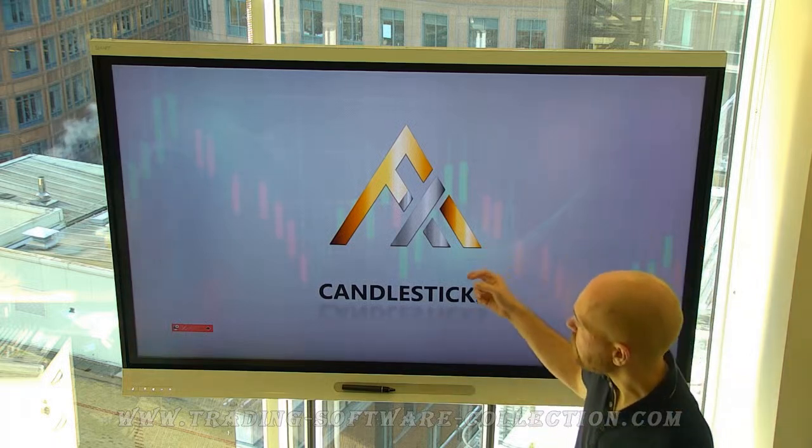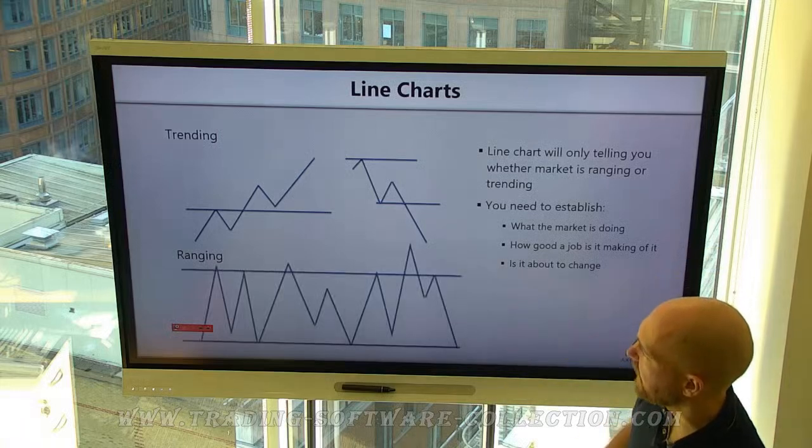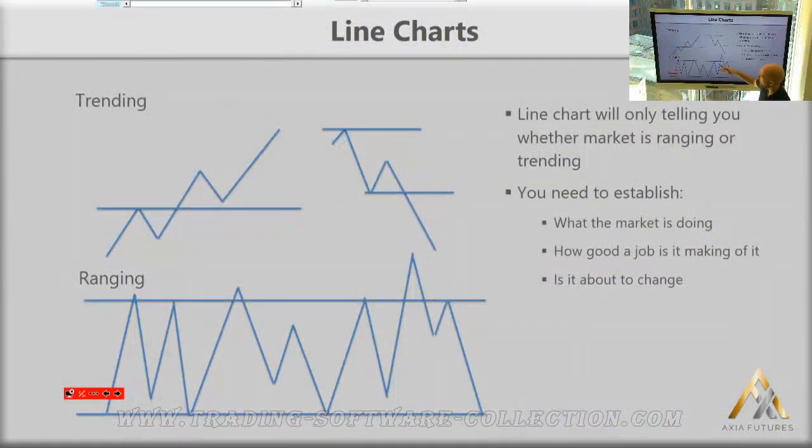Right, so let's move on. The whole point of why you're going to use candlesticks is that a line chart won't really tell you a great deal, and this is my point on context. Yes, we can see it's a trending market. Yes, you're getting a higher high and higher lows. Standard trending market. Or you're getting a range bound market. Now, what a candlestick is going to do is tell you how well a market's doing at anything. And these, I think, are important questions you should always be asking yourself. What's the market doing? How good a job is it doing of it? And most importantly, is it about to change?